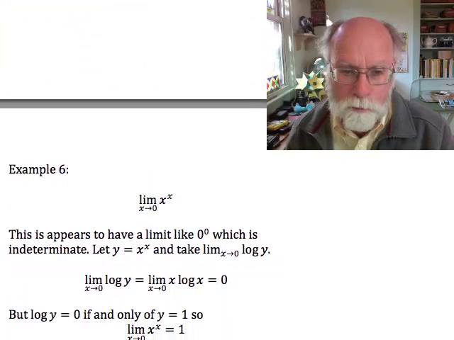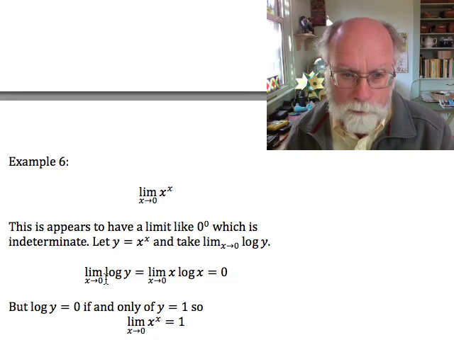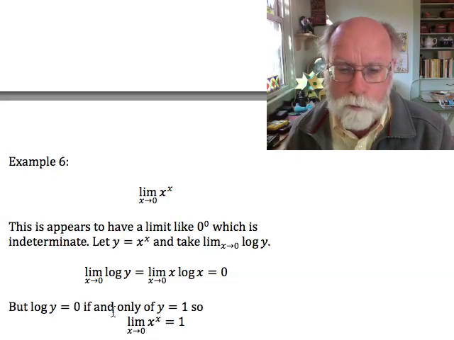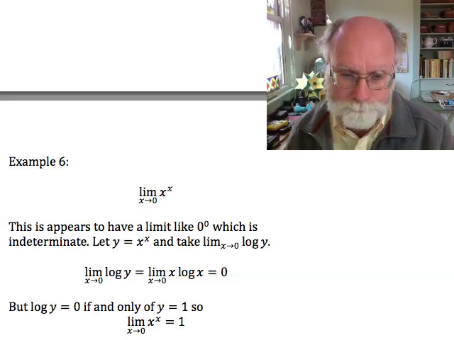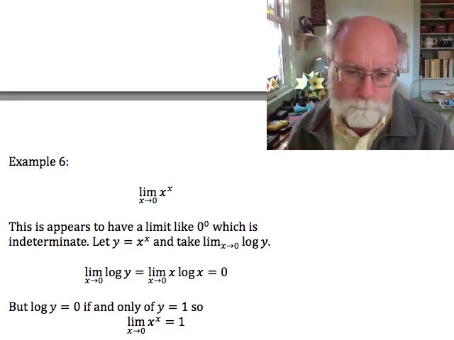So that's how we get the limit of log y. But log y is equal to 0 if and only if y itself is 1. So saying that log y tends to 0 is the same as saying that y itself is tending to 1. So now we have that the limit as x goes to 0 of x to the x is equal to 1.